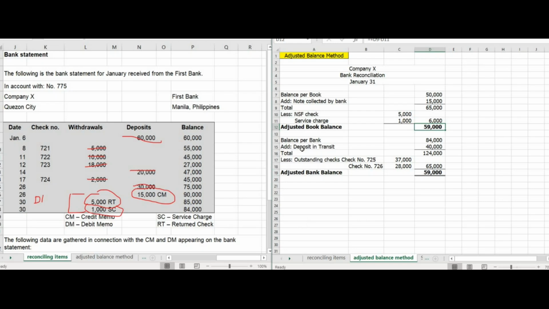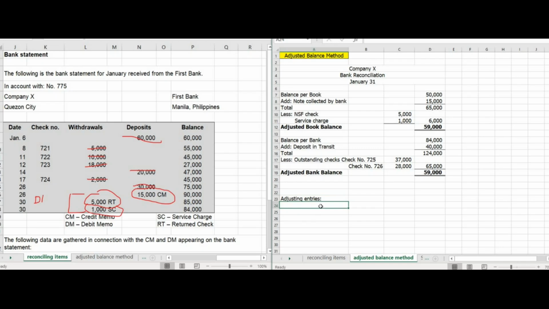Because the bank reconciling items will only be reflected in the bank. So what needs adjustment are those items classified as book reconciling items. Like, for example, the note collected by bank, no? So, let's put it down here: adjusting entries.